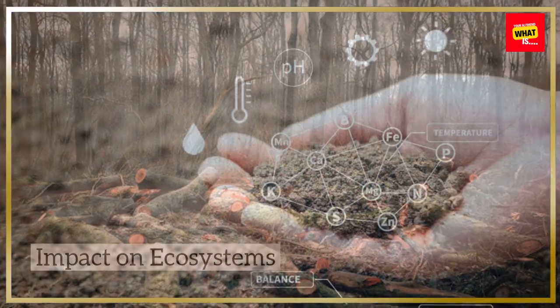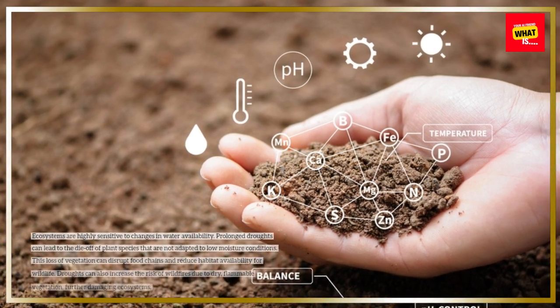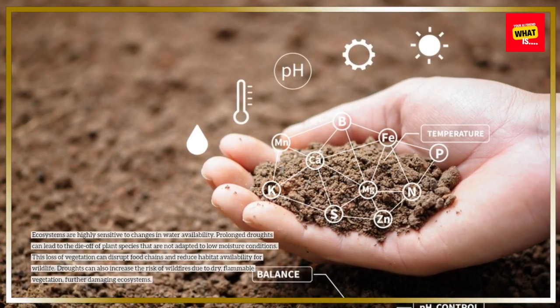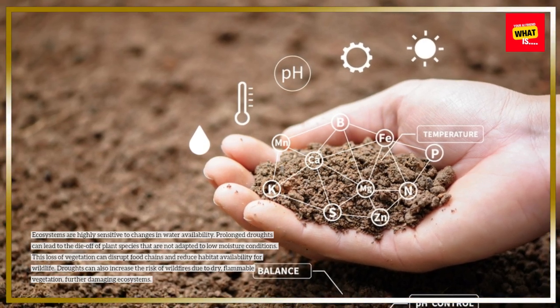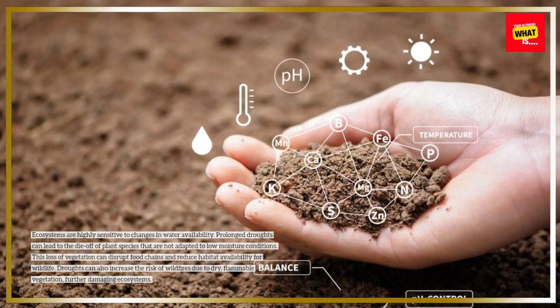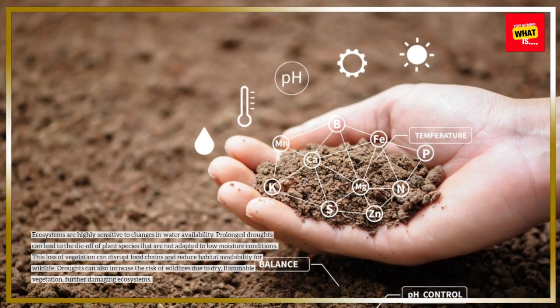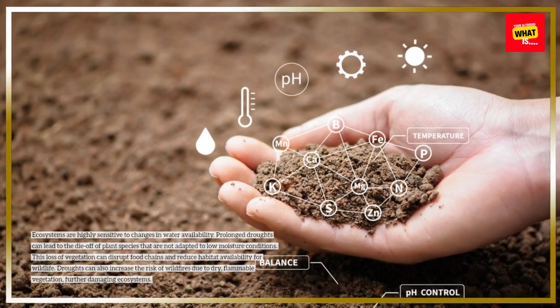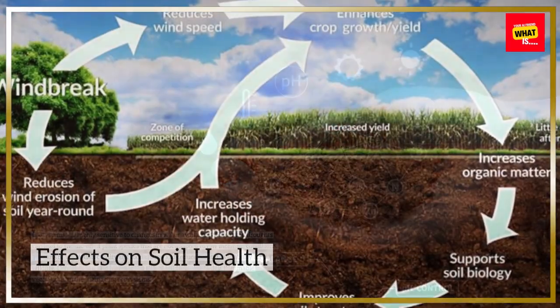Impact on ecosystems. Ecosystems are highly sensitive to changes in water availability. Prolonged droughts can lead to the die-off of plant species that are not adapted to low moisture conditions. This loss of vegetation can disrupt food chains and reduce habitat availability for wildlife. Droughts can also increase the risk of wildfires due to dry, flammable vegetation, further damaging ecosystems.